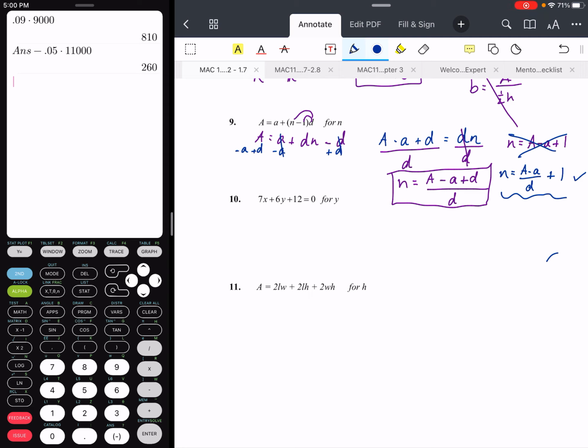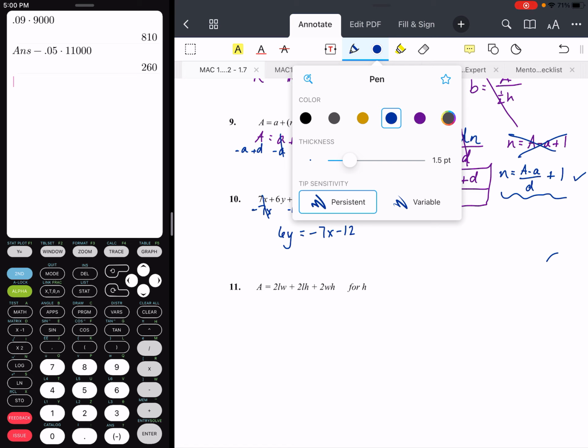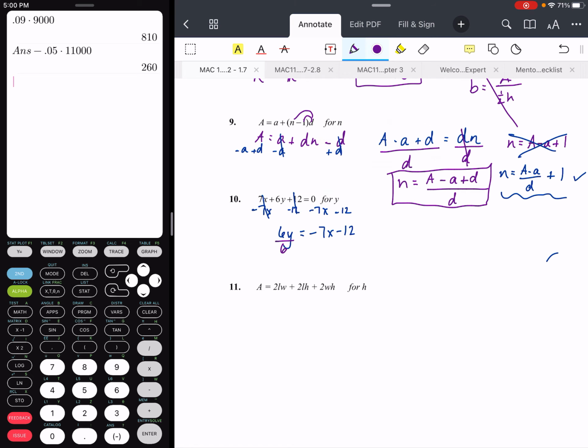All right, number 10 says solve this equation for y. 7x plus 6y plus 12 equals 0, for y. So I'll start by subtracting 7x from both sides and subtracting 12 from both sides. So now I have 6y equals negative 7x minus 12. And then I can go and divide by my 6 on both sides. So this is fine as a correct answer if you want to leave it in this form. Negative 7x minus 12, the whole thing divided by 6. This is correct.